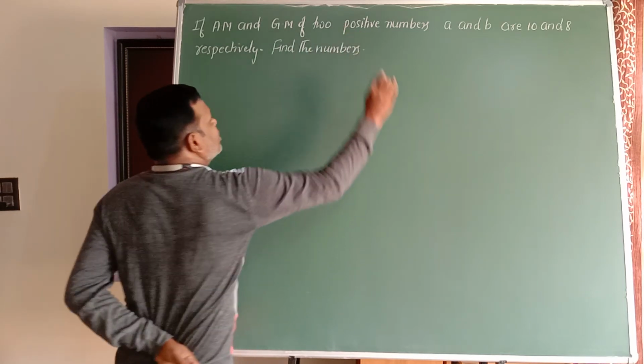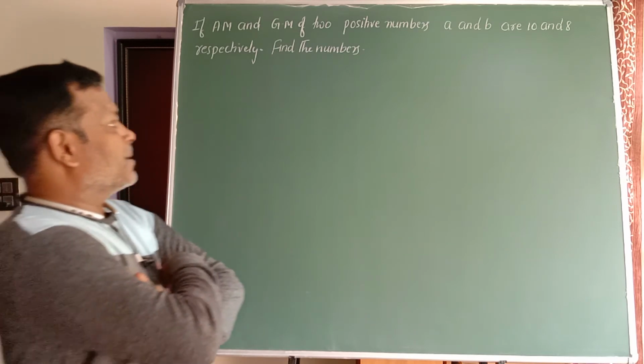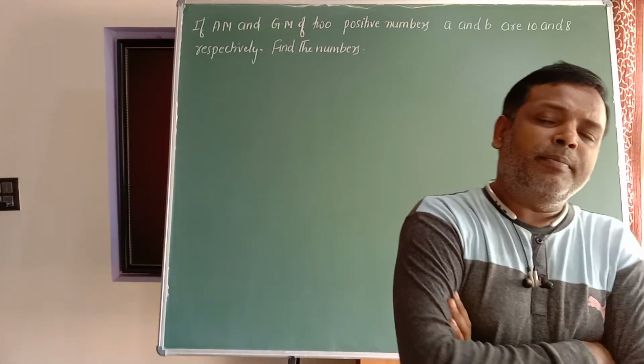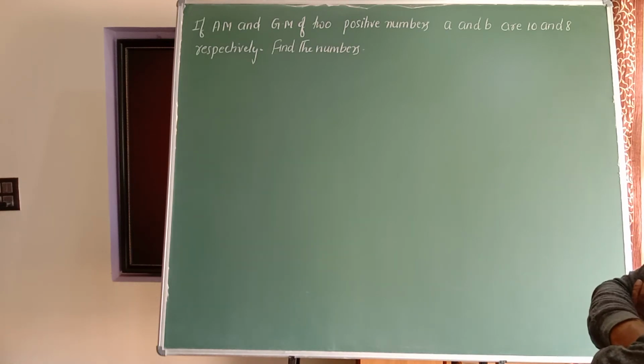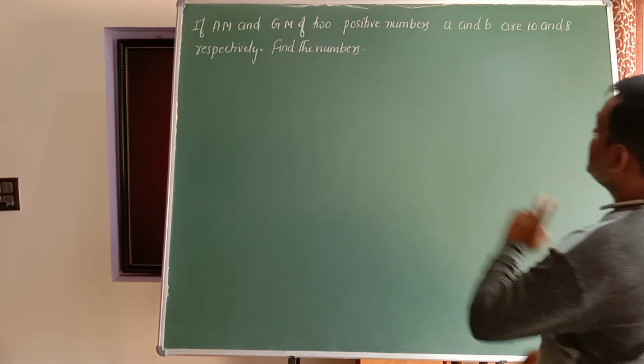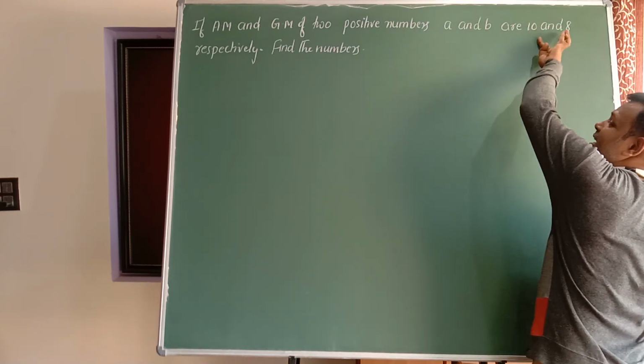Okay, it is a very beautiful question. Dear children, we have two numbers here, A and B, which are two positive numbers. They are given the arithmetic mean of the two numbers, which is 10, and the geometric mean of the two numbers, which is 8.